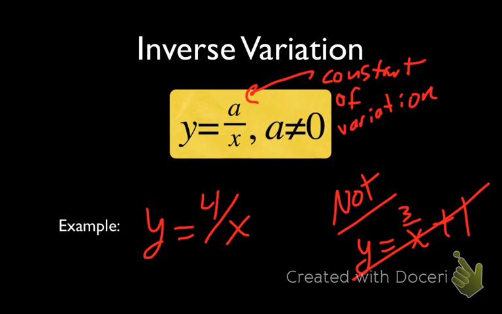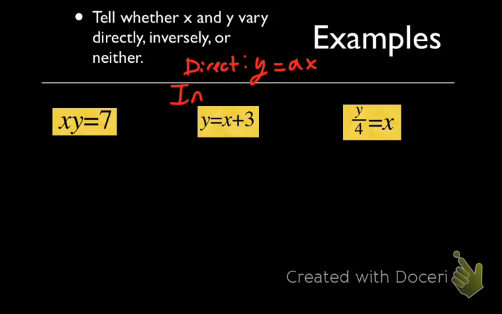Okay. Direct was y equals ax, and inverse was y equals a over x. So I'm going to analyze these three examples and determine whether or not they are direct or inverse or neither.